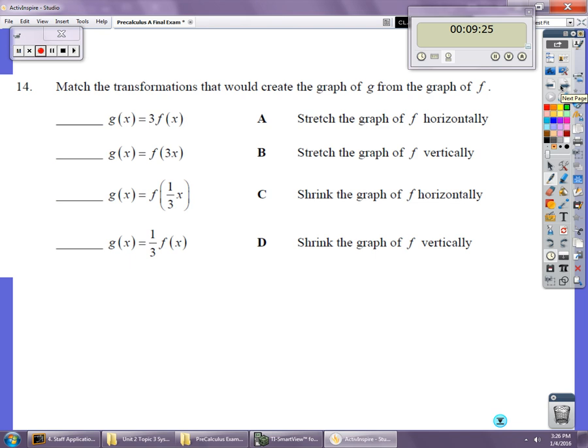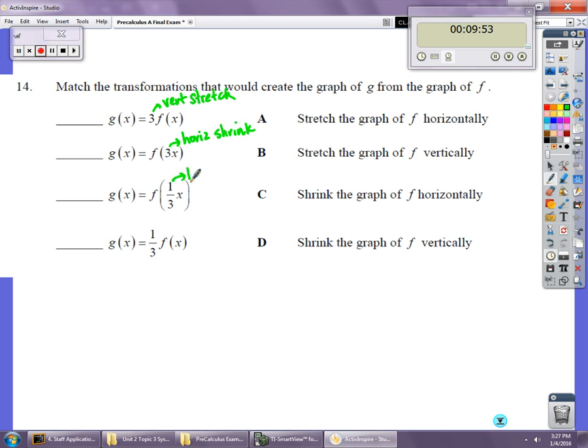Okay, so number 14, looks like we're going to be matching. On this one, this is going to be a y, a change of y, which is vertical. Right? That's going to give me a vertical stretch. Okay, this one, notice it's on the inside. This is going to give me a horizontal. And hopefully you're saying to yourself, shrink, right? Remember, it's backwards. Anything in there is backwards.